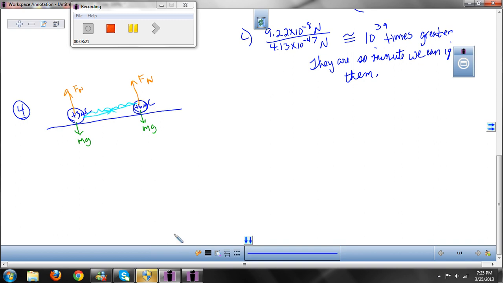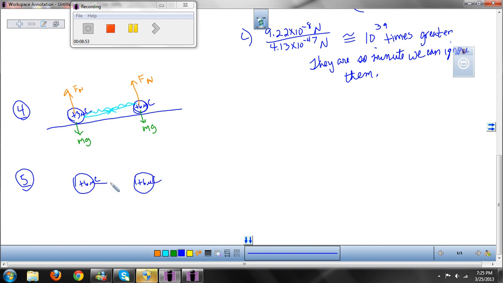Okay. Number 5 says 2 positive charges of 6 microcoulombs are separated by half a meter. Draw a force diagram for each of the charges, considering only electrostatic forces. What is the magnitude of the force between them? Is it attractive or repulsive? So here are my 2 charges. They are both positive 6 microcoulombs. If I'm reading that correctly.